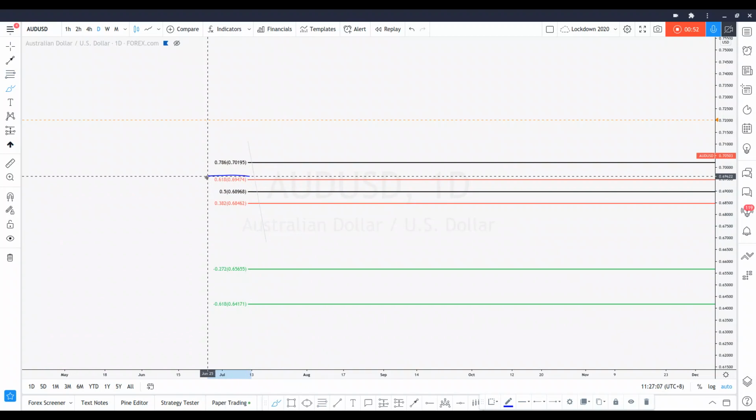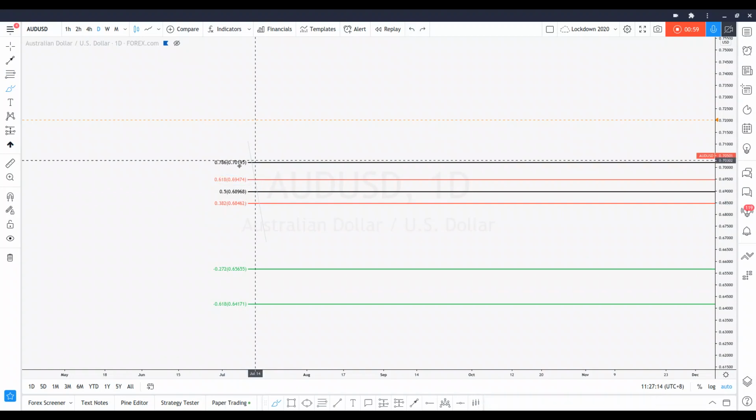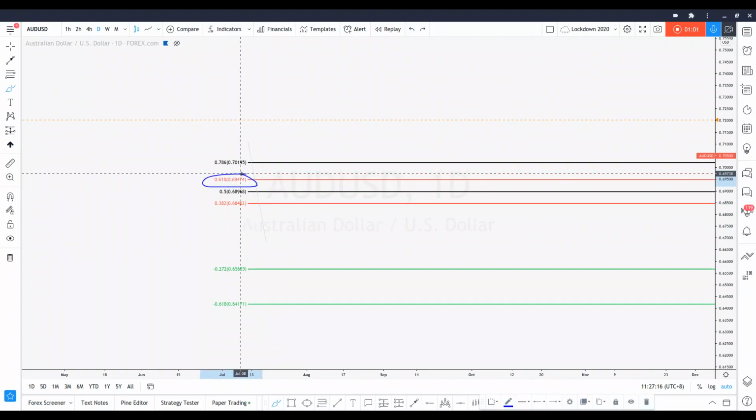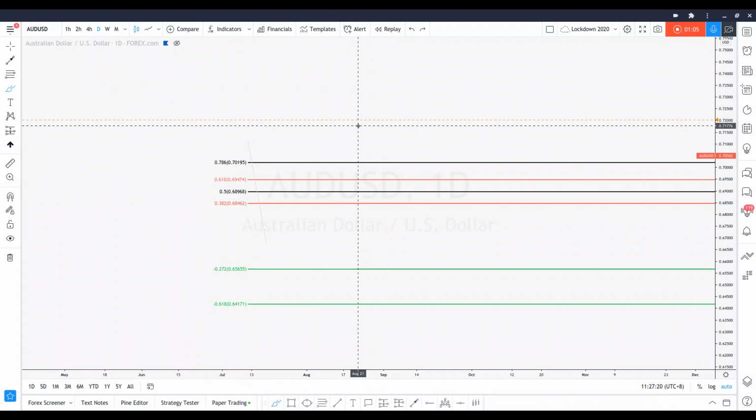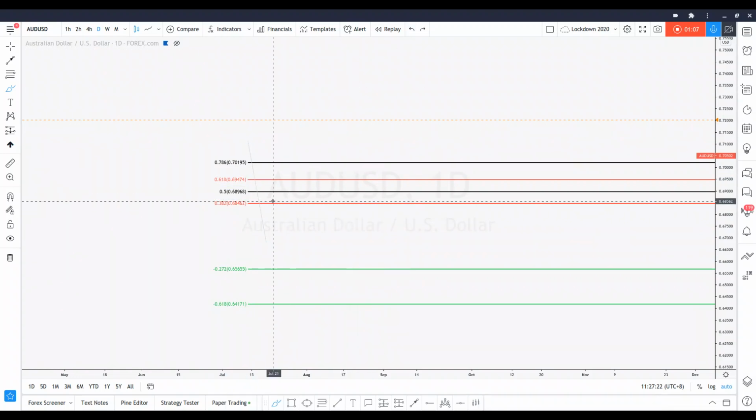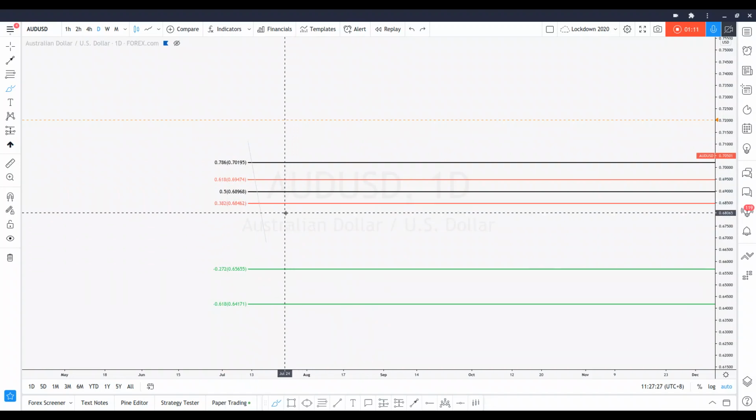The reason why I mark these two areas over here, the 38.2 and the 61.8 in red, is because these are the areas that the market loves to retest. The market loves to come back to these areas and retest them for a further push to the upside or a further push to the downside.